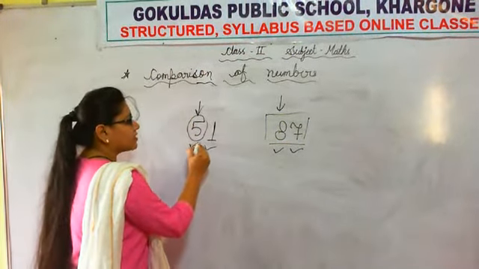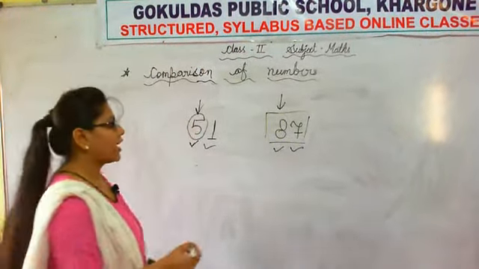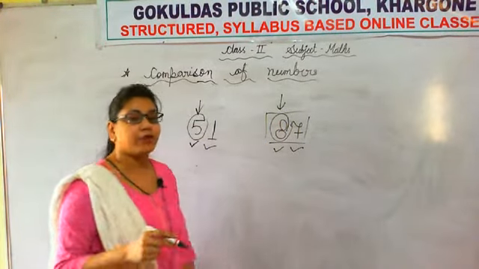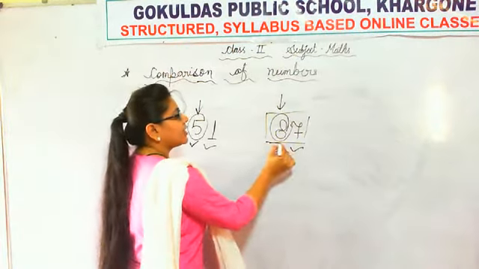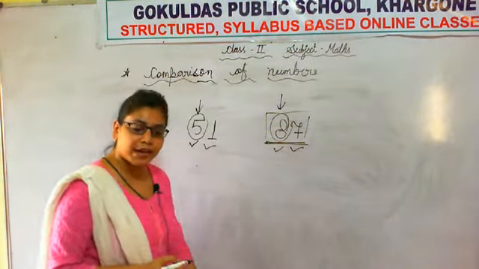So in the tens place 5 is written over there, and here 8. So 5 or 8, which one is bigger? Which number is bigger? 8. It means 87 is bigger.